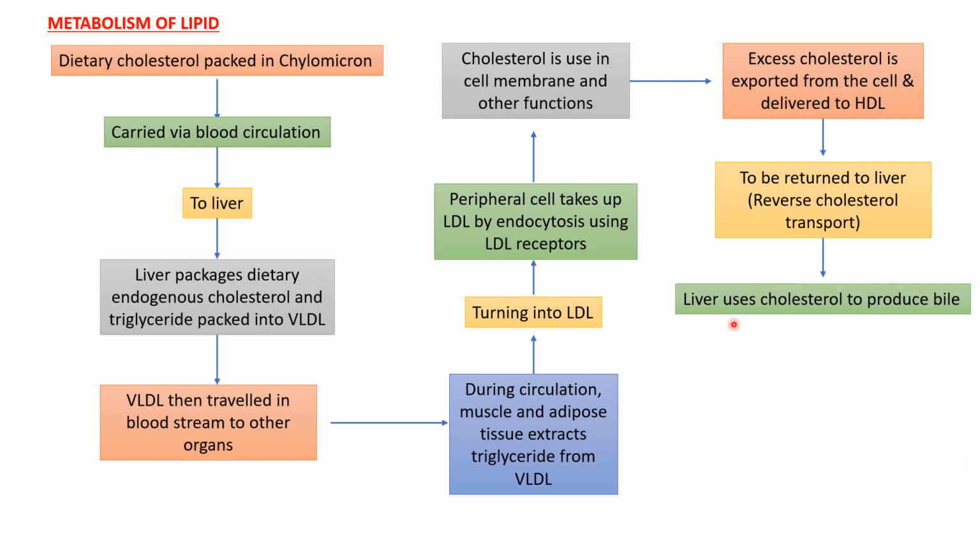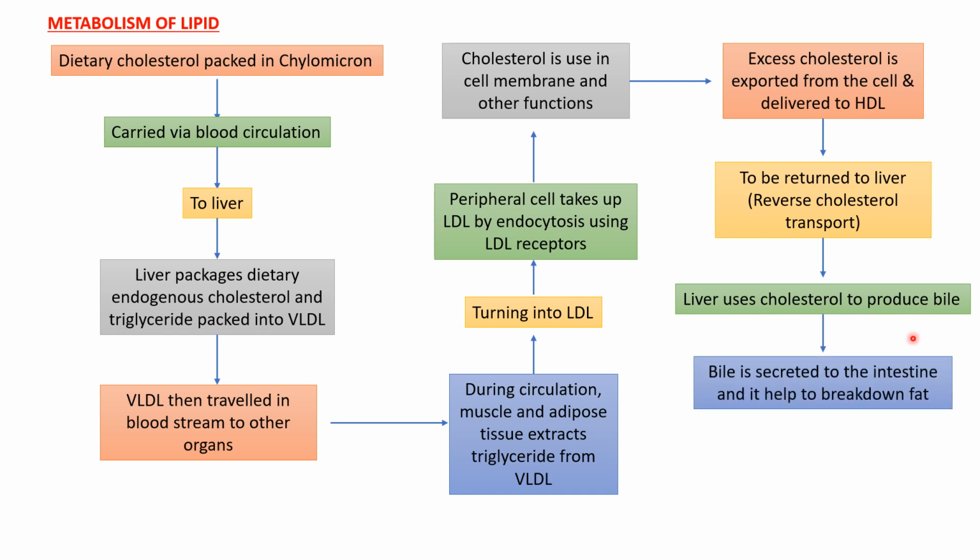Then the liver uses cholesterol to produce bile. This bile is excreted to the intestine and helps in the breakdown of fat. As we know, bile plays a very vital role because it is involved in the breakdown of fat in the intestine. It is involved in the absorption of fat also. Then part of the bile is excreted in feces and the rest is recycled back to the liver.